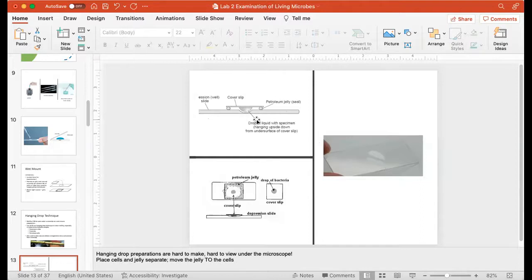We don't want the drop to touch the slide because we want it to stay as a drop. So we hang it down into that well or that depression without allowing it to touch the depression. And we're going to hang it off of a cover slip. The little beads that you see between the slide and the cover slip, those represent petroleum jelly. We're going to want to seal that cover slip down so it doesn't move.